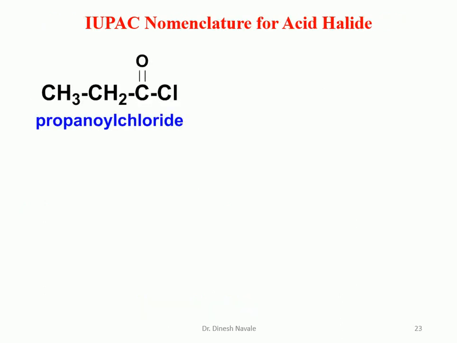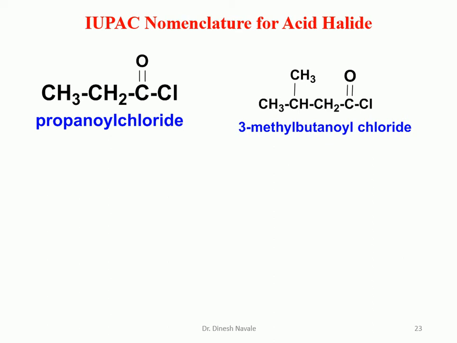So we have started the IUPAC nomenclature of the acid halide. First we have to see which is the longest carbon chain. It is carbon number 1, 2, 3, so it is going to become propane. The E of propane will be replaced by oyl halide. Which is the halide? It is chlorine, so it is chloride. So it is propanoyl chloride, where the E of the alkane is replaced by the corresponding oyl halide. For chlorine, it is chloride.